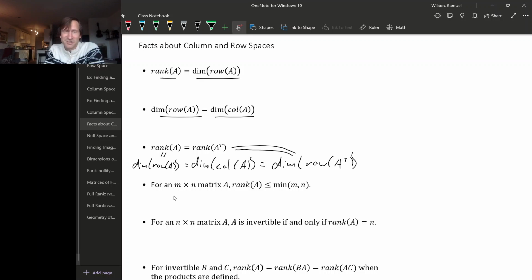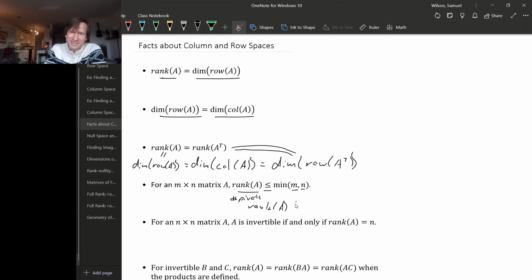All right, another nice consequence of all of this is that for any matrix, the rank has to be less than or equal to the minimum of the number of rows and the number of columns. Well, the rank is the number of pivots. But how much room is there for pivots? You can have at most as many pivots as you have rows, because you can only have one pivot per row.